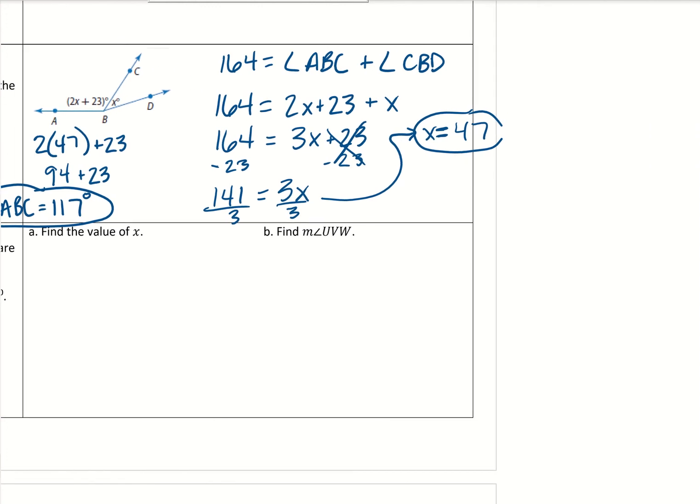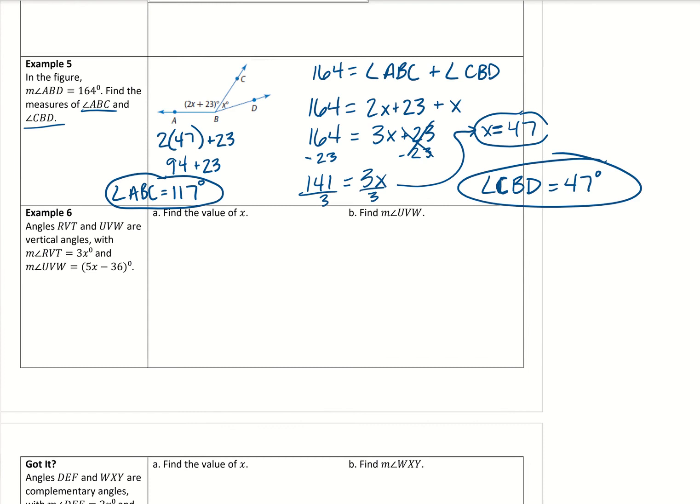All right, and then we've got one more to do. And actually we don't, because this is just x. So all we got to do for angle CBD is put 47. And that is it for that. So there we go. That is it for example 5. It's a little bit longer of a problem. There's a few steps. But I think if you give it practice, you'll have no problem doing it. Well, hold on. Let's look at example 6 first.